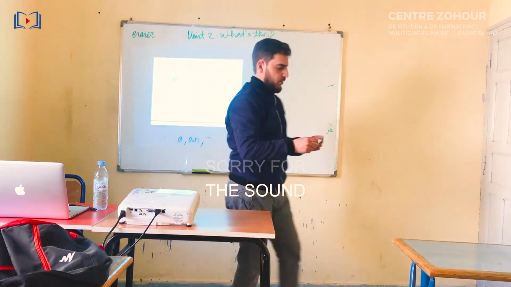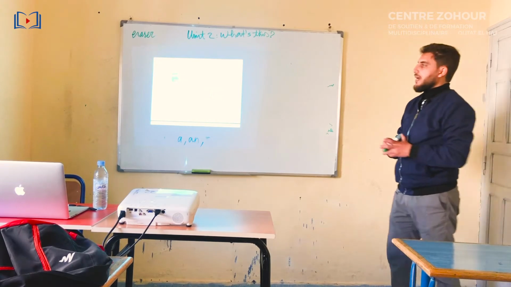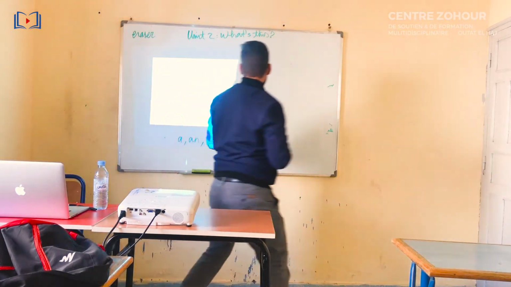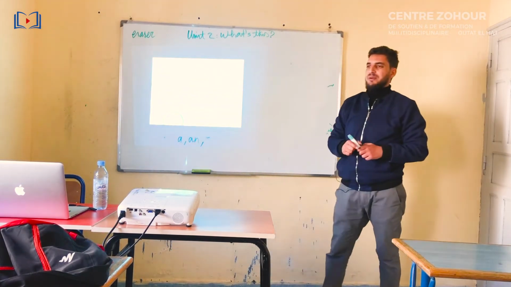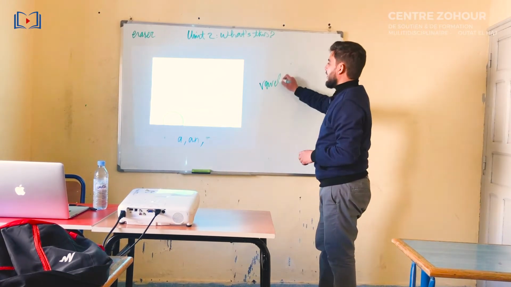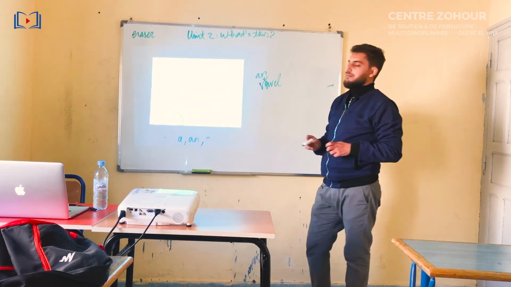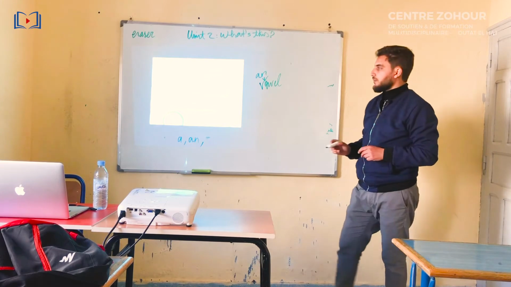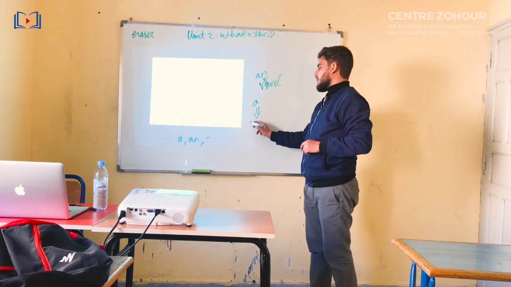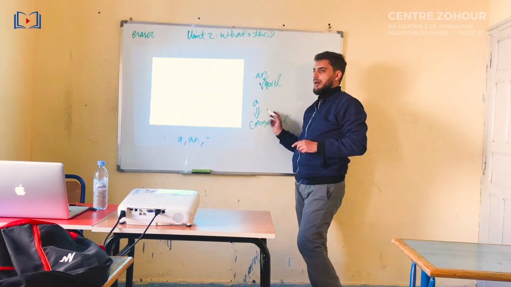A and an, okay? When do we use a and when do we use an? Look at the picture. So an is followed by a vowel sound. Vowel يعني voyelle. Okay? So an كيكون متبوع ب vowel sound. A كيكون متبوع ب consonant. So it is usually followed by a consonant.